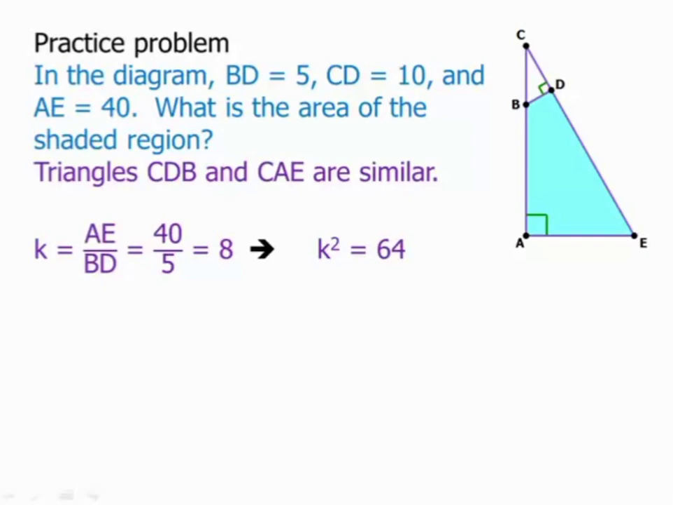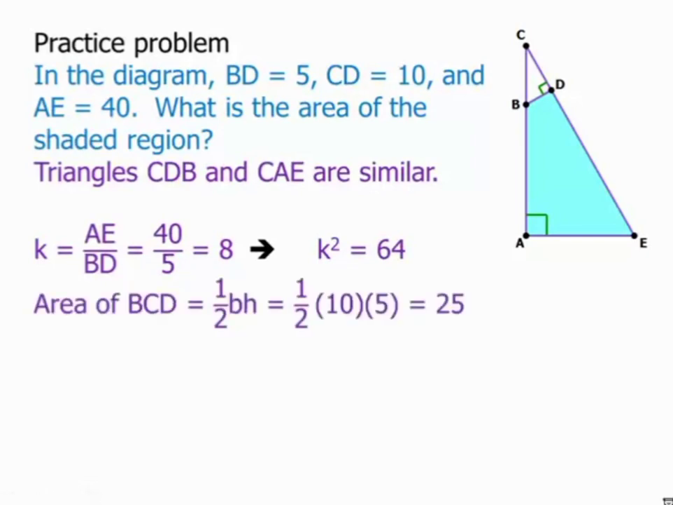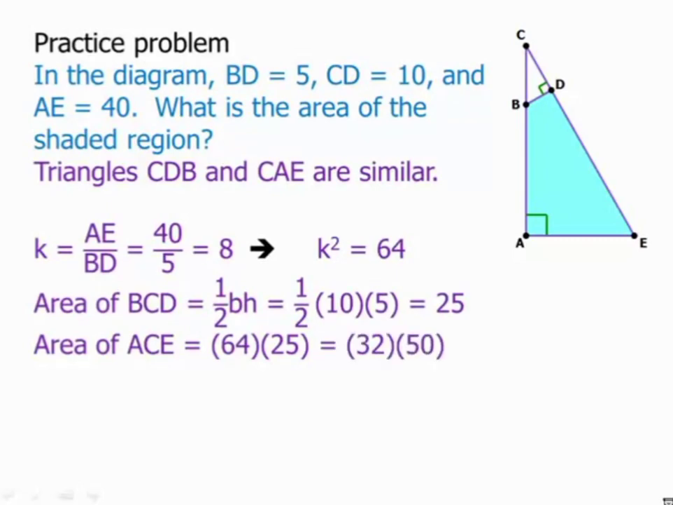Well, we can easily find the area of that small triangle. It's just a right triangle with legs of 5 and 10. So that area is going to be 1/2 times 5 times 10, that's going to be 25. Well, the area of the larger triangle is going to be 64 times 25, scale factor squared times the smaller area. For this, we will use doubling and halving. Half of 64 is 32. Half of 32 is 16. So we get 16 times 100 is 1600. That's the area of the large triangle.